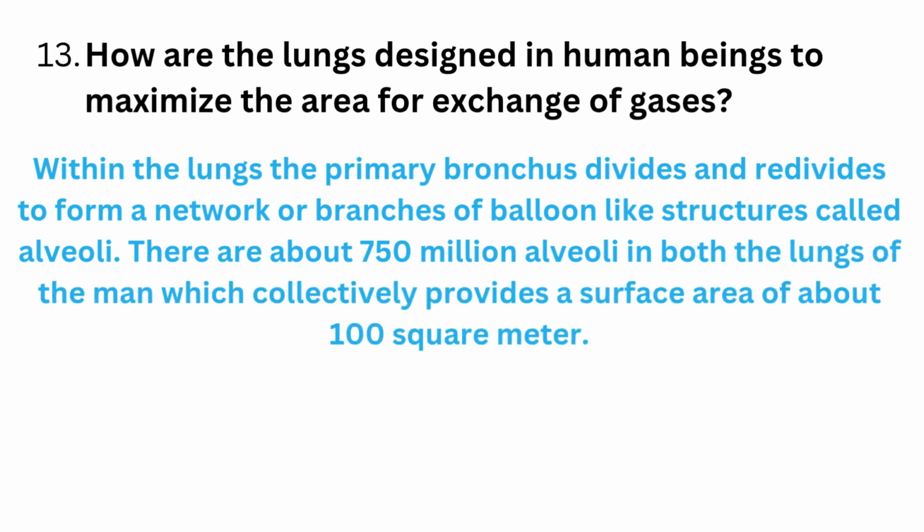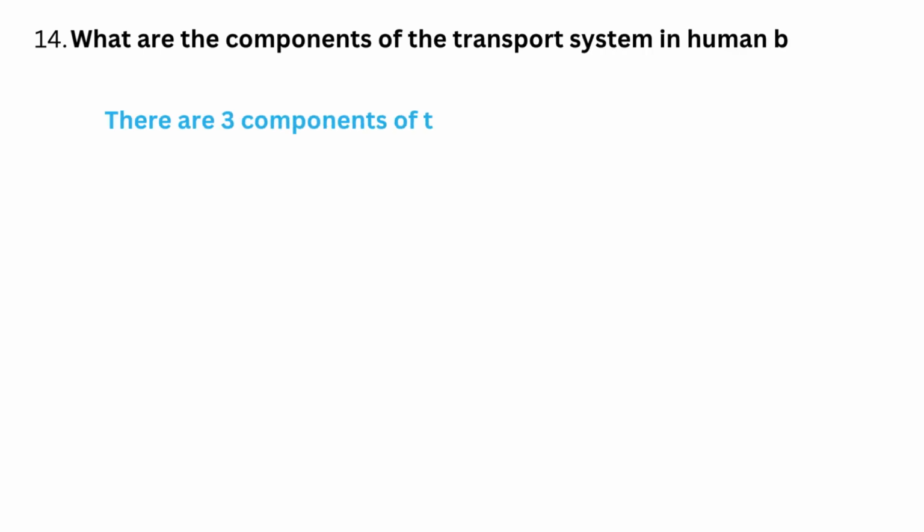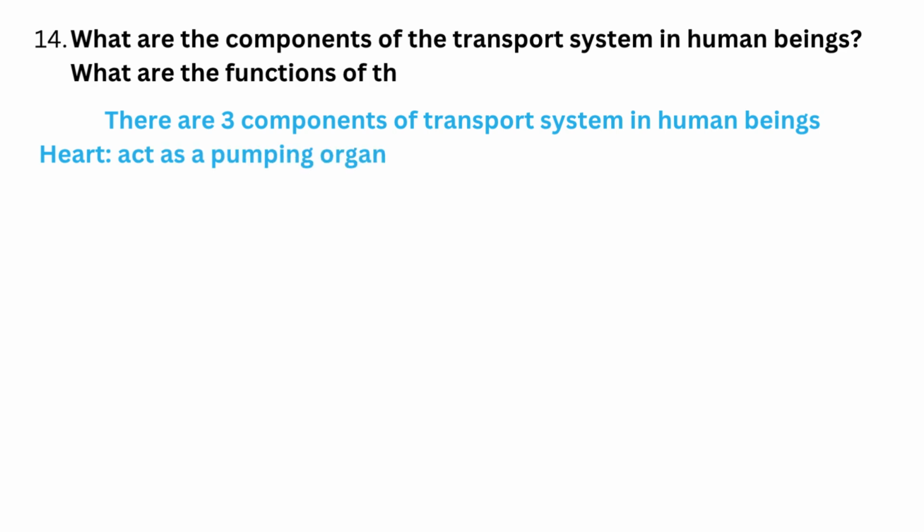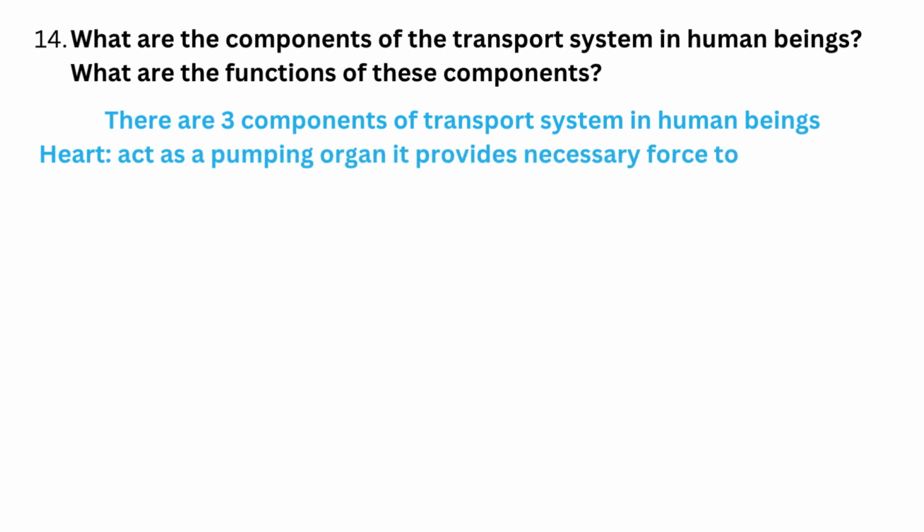What are the components of the transport system in human beings? What are the functions of these components? There are 3 components of the transport system in human beings. Heart: acts as a pumping organ. It provides the necessary force to pump blood throughout the body, or blood circulation.